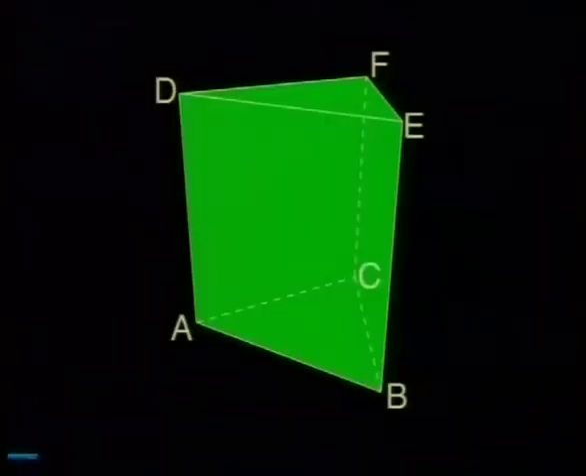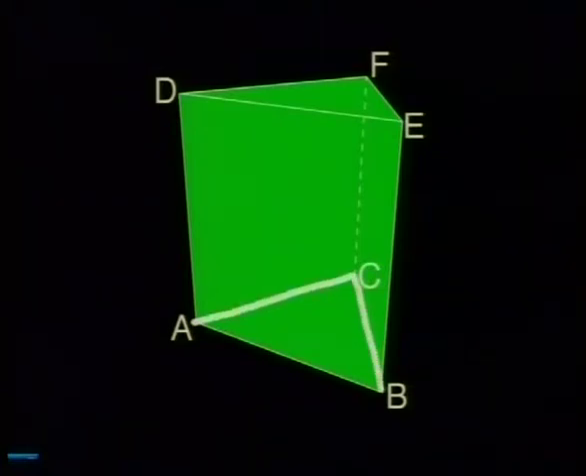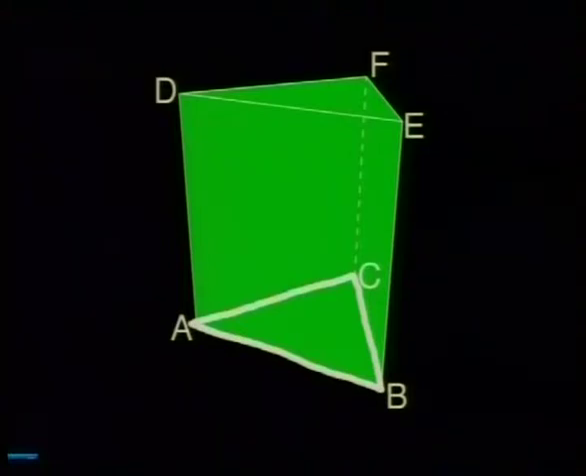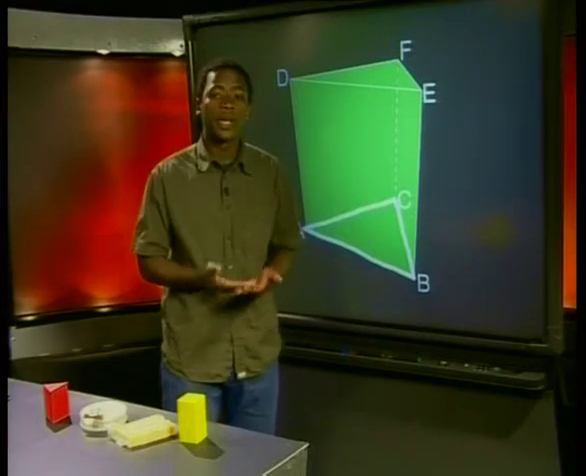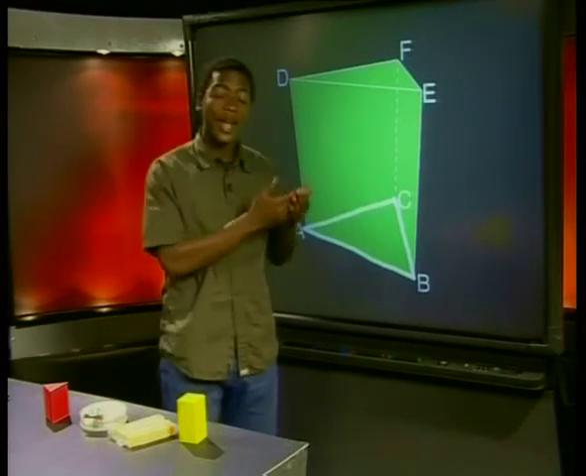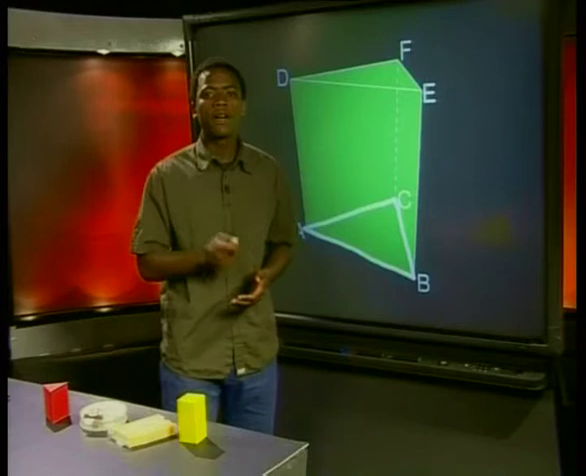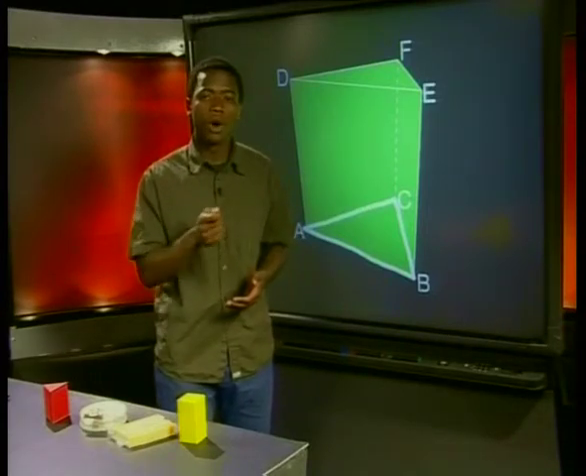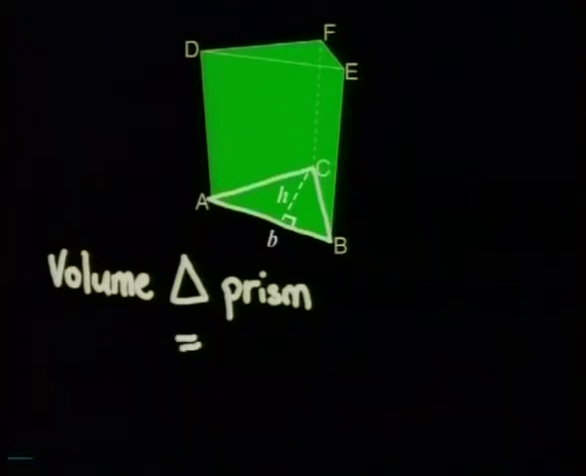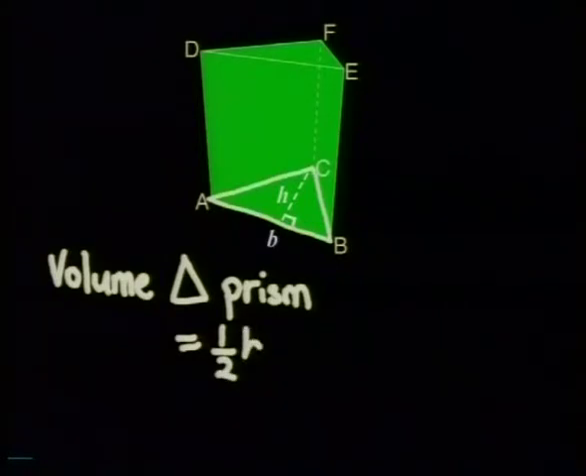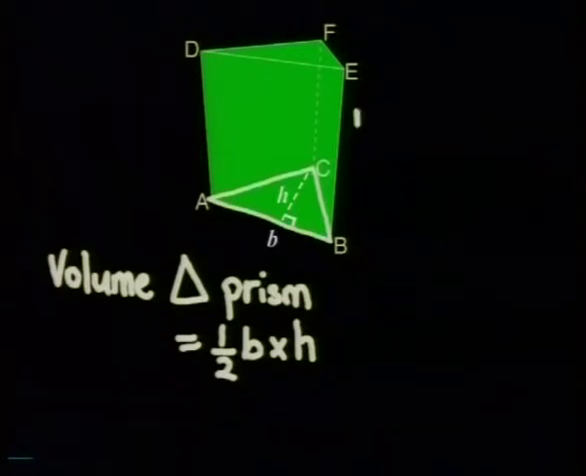But the base is no longer a rectangle, it is now a triangle. So all we need to do is to change the formula for the area of the base from the formula for the area of a rectangle to the formula for the area of a triangle. In other words, the formula for the volume of a right triangular prism will be the area of the triangle, which is equal to half the base times height, multiplied by our perpendicular height.